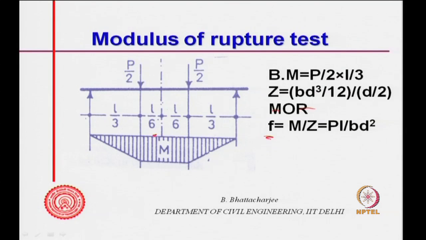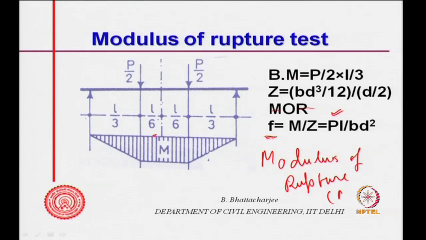So, at failure you find out what the P value at failure is, and the corresponding F value is called modulus of rupture, MOR. It is actually a measure of the flexural strength. MOR, modulus of rupture, is a flexural strength, right.